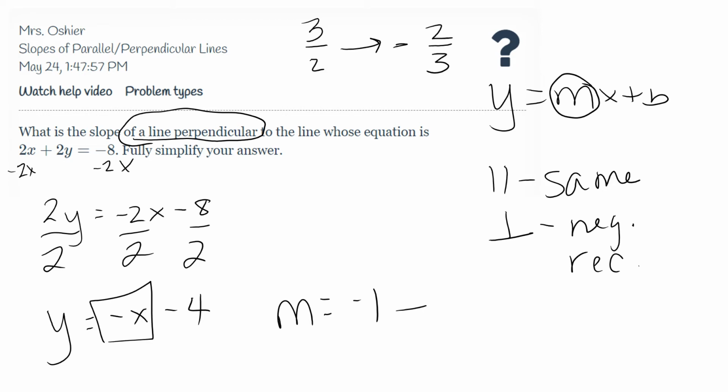In this case, for a negative 1, it turns into a positive 1, and then a 1 over 1 just switches to a 1. So positive 1 is your negative reciprocal for that one. And again, parallel lines have the same slope. Perpendicular lines have negative reciprocal slope.